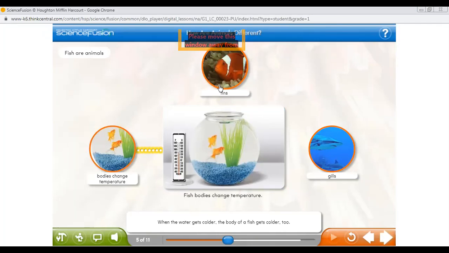So the first one you have seen about the fins, that the fins help the fish to swim. And then you have seen the gills. They have the gills so that they can breathe in the water. And then the body temperature of the fish changes with the body temperature of the water. If the water is cold, the fish becomes cold. If the water is warm, the fish also changes its body temperature to warm. So this is how they change the body temperature. So now you know the features of the fish. They have fins, they have gills, and they can change the body temperature.